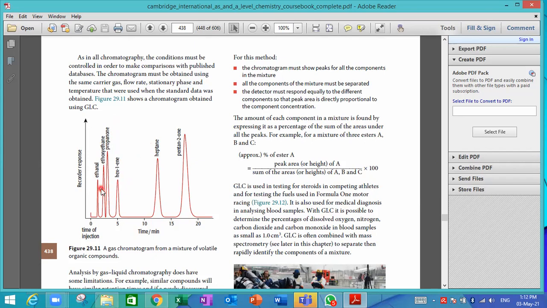Okay, so it depends on their molecular masses and also on whether we are using a polar liquid, where the components will be adsorbed on this polar liquid, or else they would like to move with the gas state.